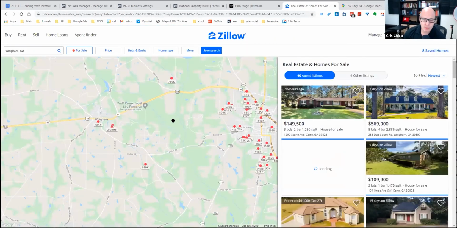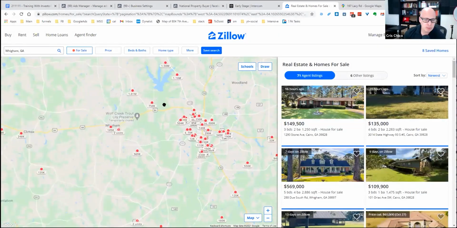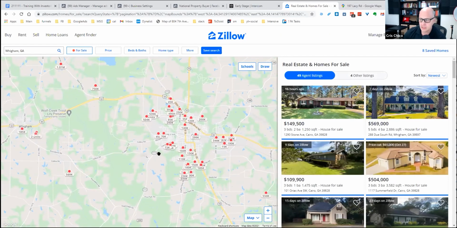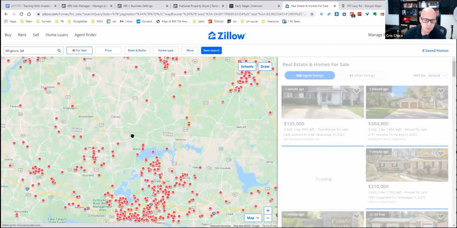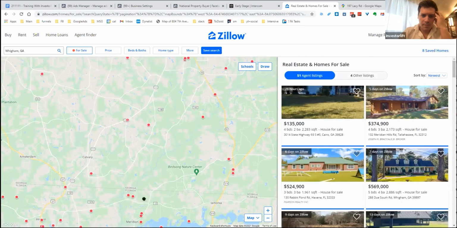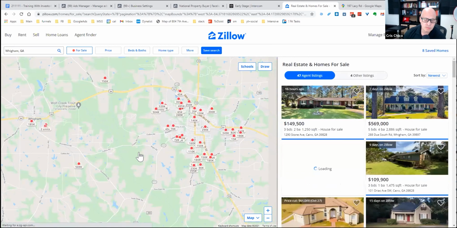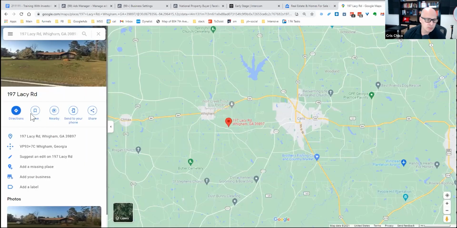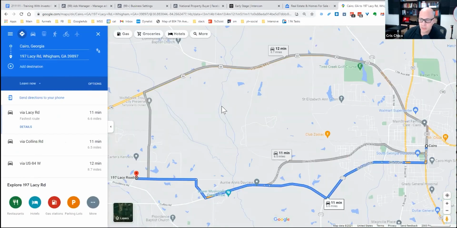Generally, what we do is zoom out. What I'm looking for, and let me make sure I don't have any filters here, is that in an area like this, Wingham is here on the left. There's not much going on, but you can clearly see that Cairo has a bunch of activity. In this one in particular, this is the Florida-Georgia line, but typically we try not to cross state lines if possible, unless it's like St. Louis, where they're all kind of together. Here, the buyer came from Cairo. And distance-wise, if I go to directions and type in Cairo, Georgia, I believe it's just 11 minutes away.